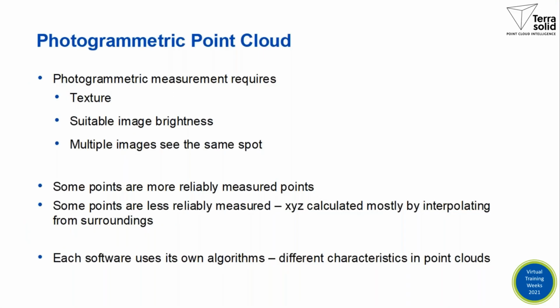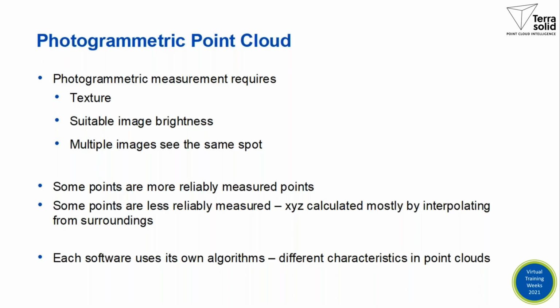Shortly about photogrammetric point cloud. So photogrammetric point cloud basic requirements are texture, suitable brightness, and overlap. There has to be some texture on the surface to create photogrammetric point cloud. Then image brightness should be suitable. It means that too dark or too bright images impact point cloud quality and make it worse. There must also be some overlap, at least two images seeing the same spot, and by increasing the overlap using more images, the result becomes more reliable.